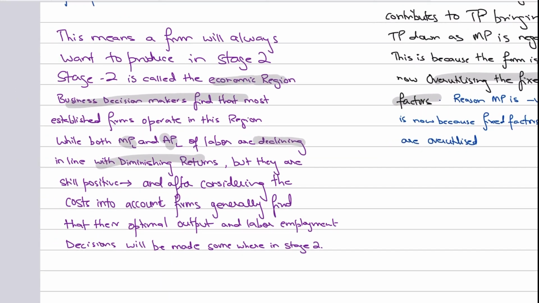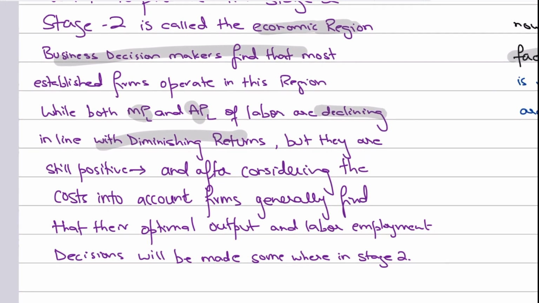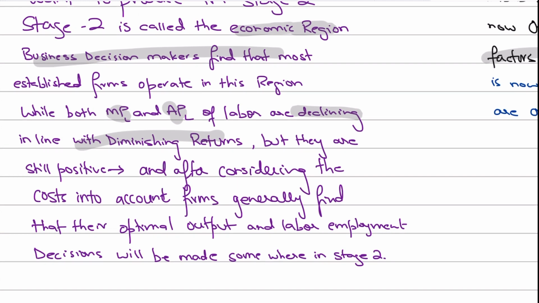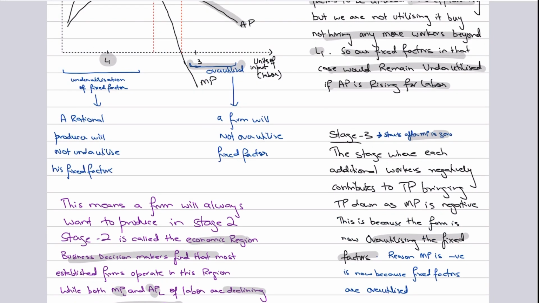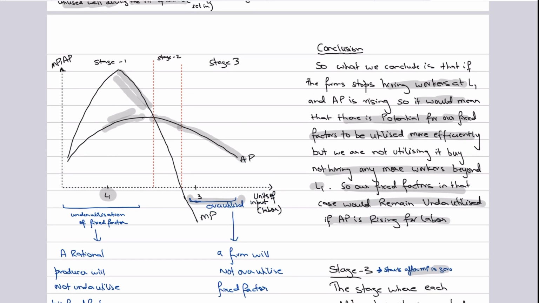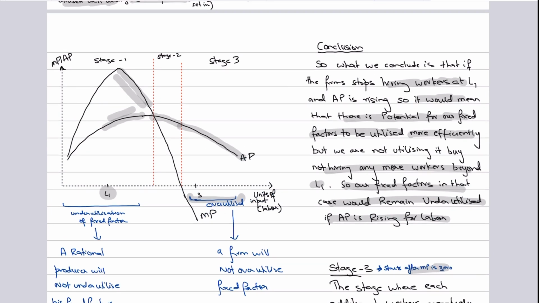So what we conclude is that the firm would want to be in stage 2, and where in stage 2 exactly would depend upon the cost curves. But technically, from an A2 perspective, what you should at least know is how these cost curves could be used to derive useful insights for a business firm. So based on what we just studied, remember that the firm would always want to operate in stage 2. In stage 1, it would be underutilizing its fixed factors. In stage 3, it would be overutilizing its fixed factors.